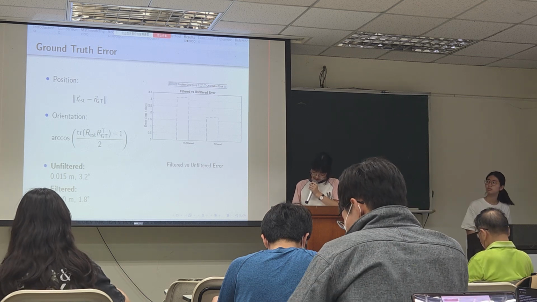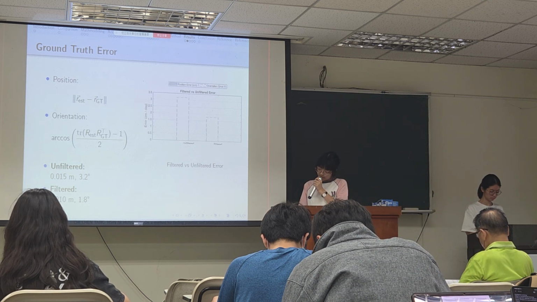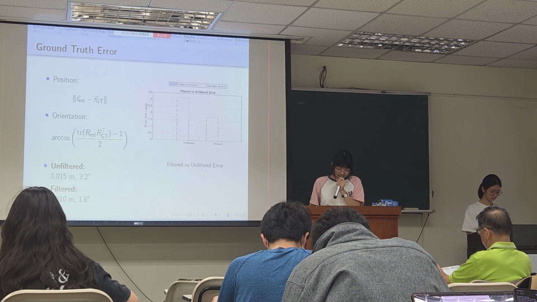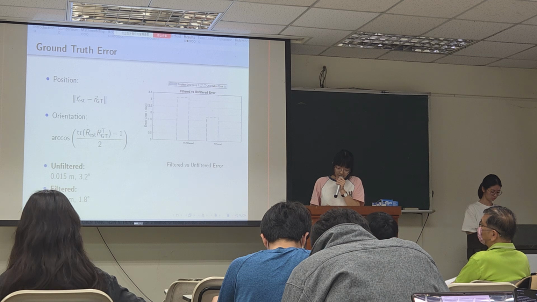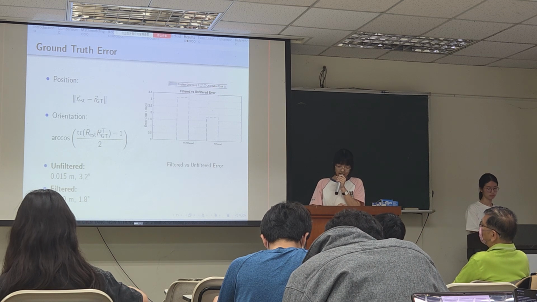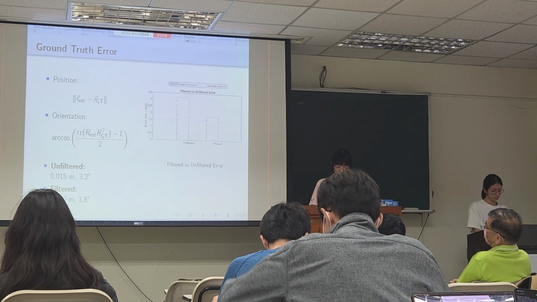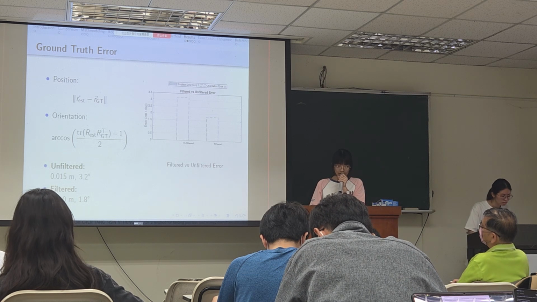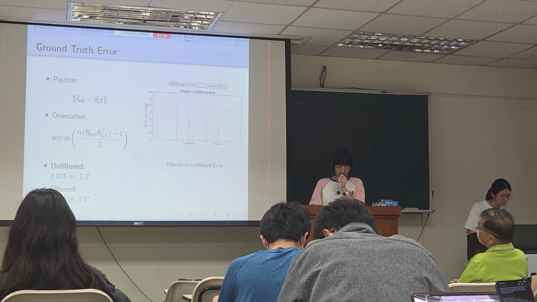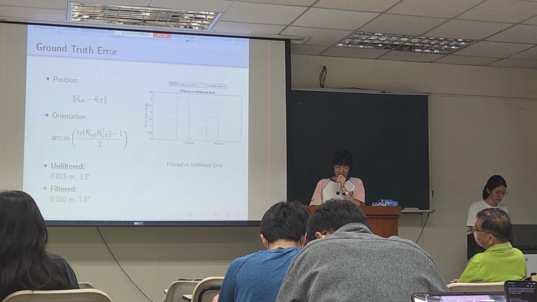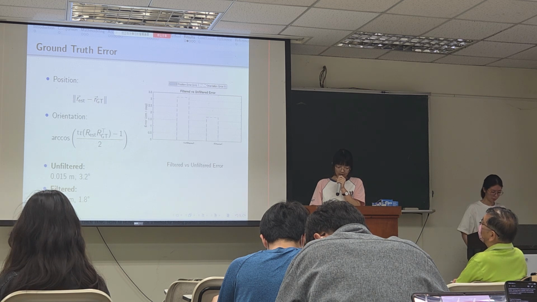Here we compare the errors before and after filtering. Without filtering, the position error is around 1.5 centimeters, which decreases to 1 centimeter after filtering. For orientation, the error reduces from 3.2 degrees to 1.8 degrees. These results clearly show how important processing and filtering are in improving accuracy.